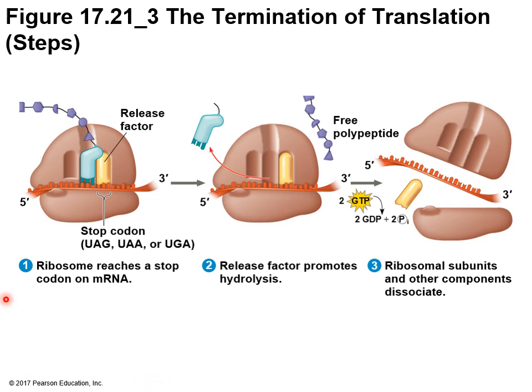So here we see the diagram of the termination of translation. Once the ribosome reaches the stop codon on the mRNA, a release factor is going to enter the A site and cause the disassembly of the whole translation complex. The tRNA is going to be released, the polypeptide is released, the ribosome subunits disassemble, also the mRNA is released.